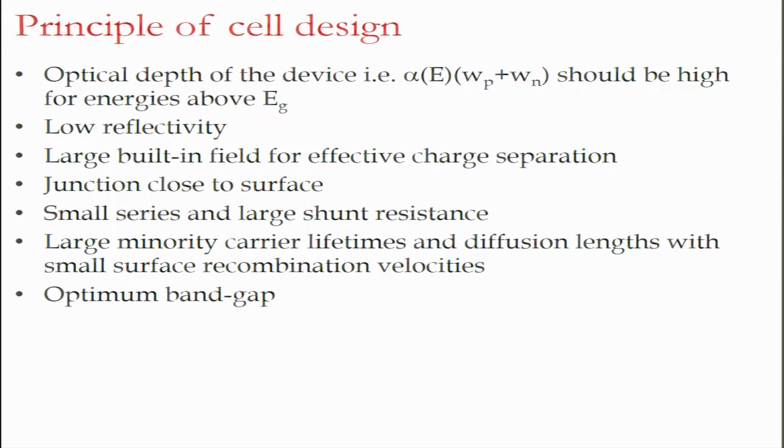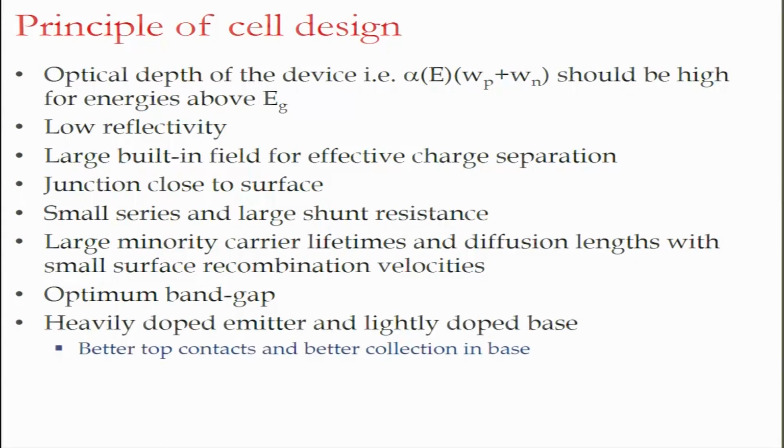The material must have an optimum band gap, and generally we prefer, especially for silicon, a heavily doped emitter on top, and a lightly doped base, and this is mainly to ensure you have good contacts and carrier collection, especially in the base region. So, we will come to the details of these from the perspective of silicon in the next lecture, because we are running out of time for this lecture. And so, what we have discussed is basically the evolution of solar cells and the general framework, in which we will now discuss the rest of the lectures. Thank you.